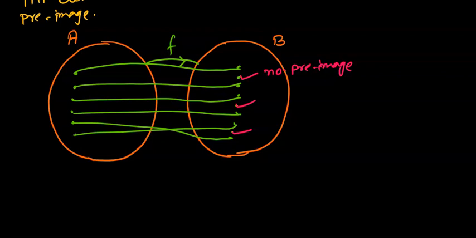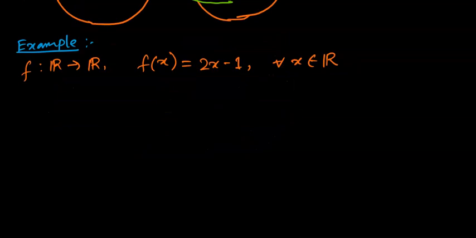In order to be a surjective function, all the elements in the codomain should have a pre-image in the domain. Then we call the function a surjective function. Now we will take examples to understand. Let's take this example. f from R to R, f(x) equal to 2x minus 1 for all x belongs to R. So let's see whether it is surjective or not.